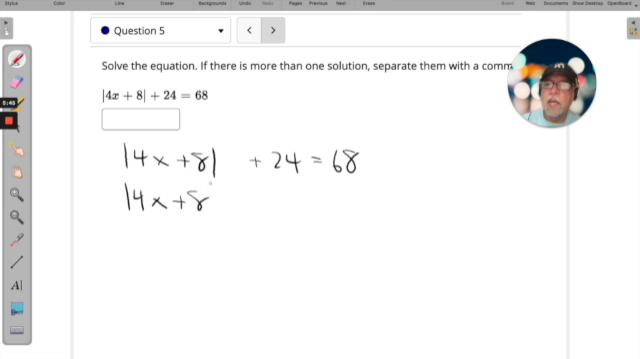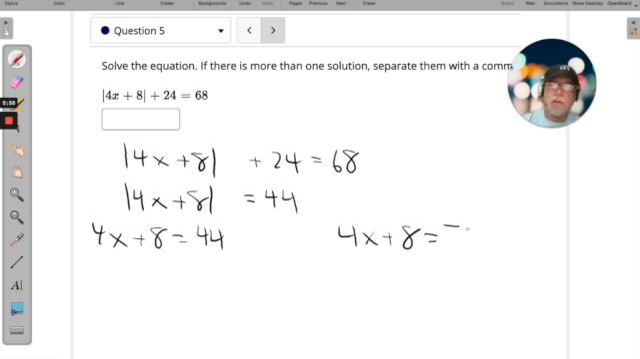4x plus 8 is equal to 44, and 4x plus 8 is equal to negative 44. Now, you could do some tricks here. You can notice that everything has a coefficient that is a multiple of 4, and divide by 4. It won't make a difference. You get the same answer at the end. But if you see this kind of thing and you're confident about it, it'll save you some time.